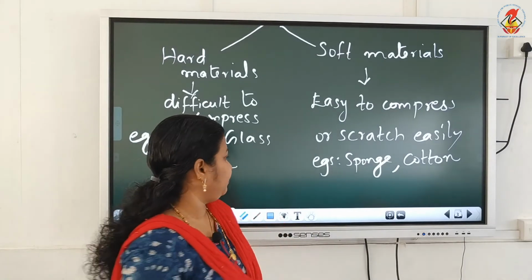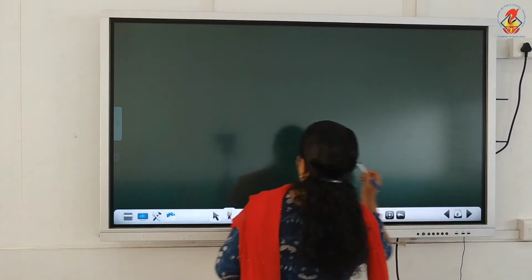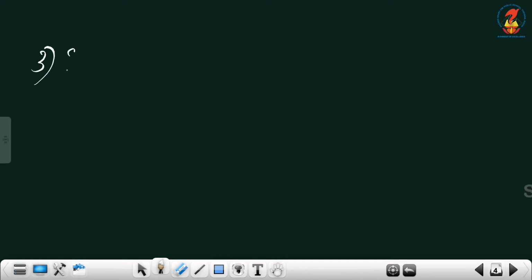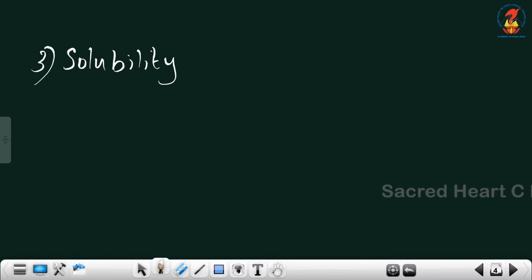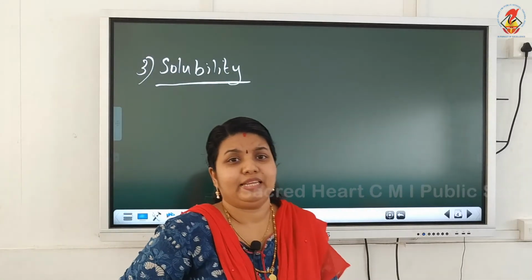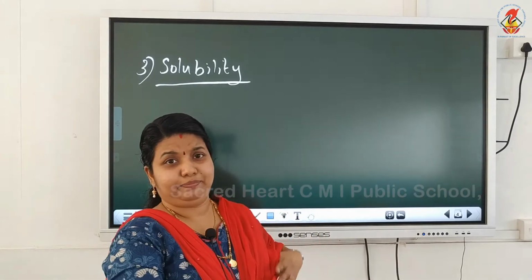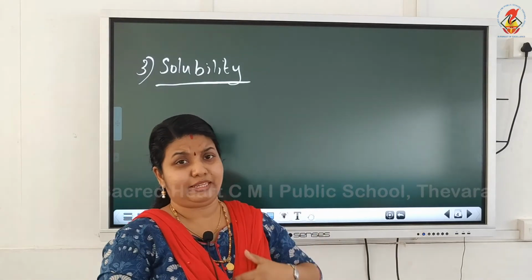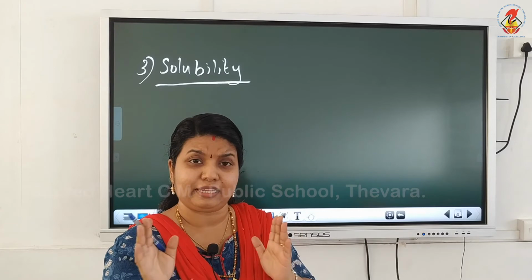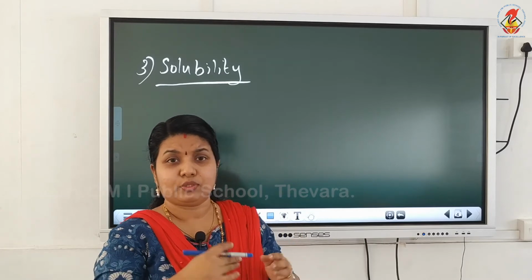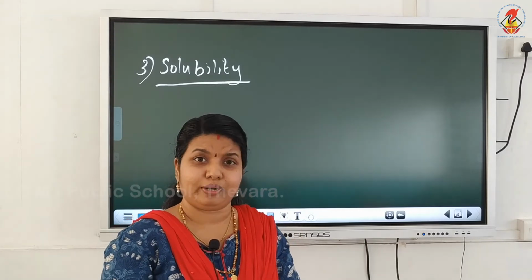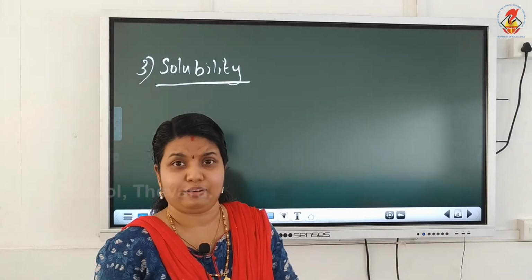Okay. Now we move on to the next property. Third one, that is solubility. How can we group materials based on solubility? So, what do you mean by solubility? There are materials which dissolve in water. Solubility in water only we are testing here. So, we can find out materials which are soluble in water, which are not soluble in water.